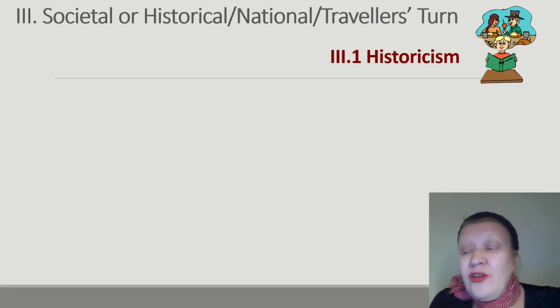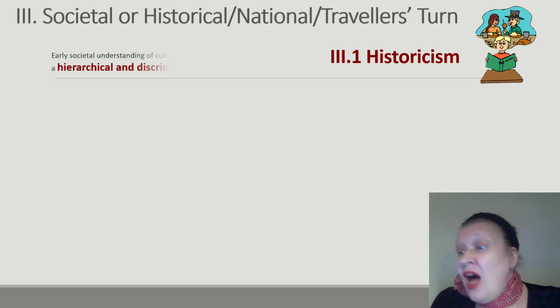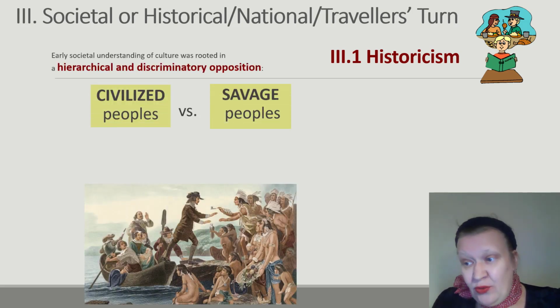Historicism. The first intellectual factor that influenced the modern understanding of culture was the emergence of historicism or historical thinking. We know that the notion of culture got a societal dimension by the late 17th century. However, the early understanding of culture as a characterization of an entire social group was firmly rooted in the hierarchical and discriminatory opposition between civilized and savage.